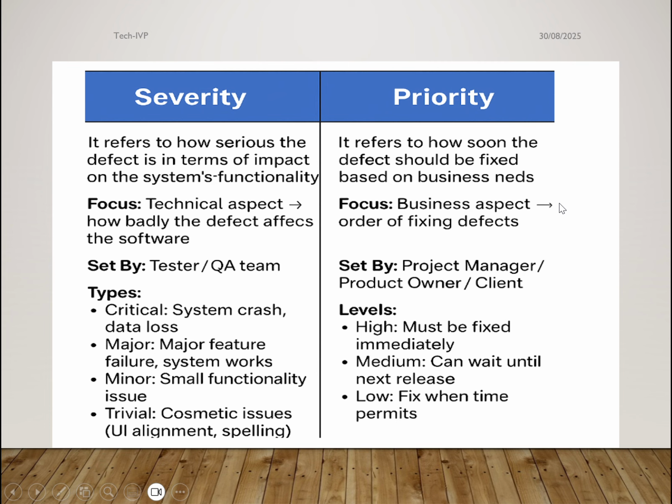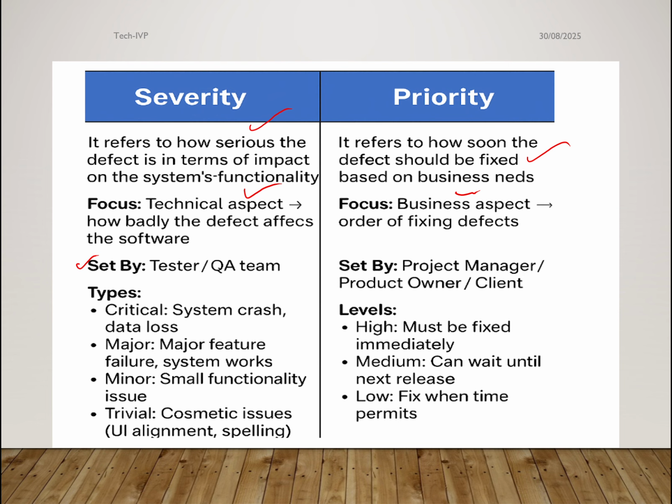Now the next question is severity and priority. What do you mean by severity and priority? Severity means it impacts your functional behavior, and priority means it impacts your business behavior. Severity refers to how serious the defect is in terms of impact on the system and functionality. Priority refers to how soon the defect can be fixed based on business need. Severity focuses on technical aspects, priority on business aspects.